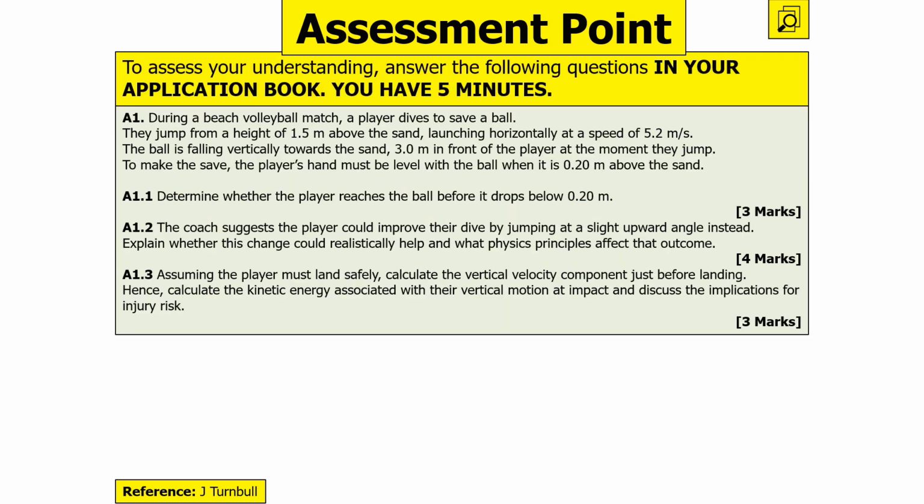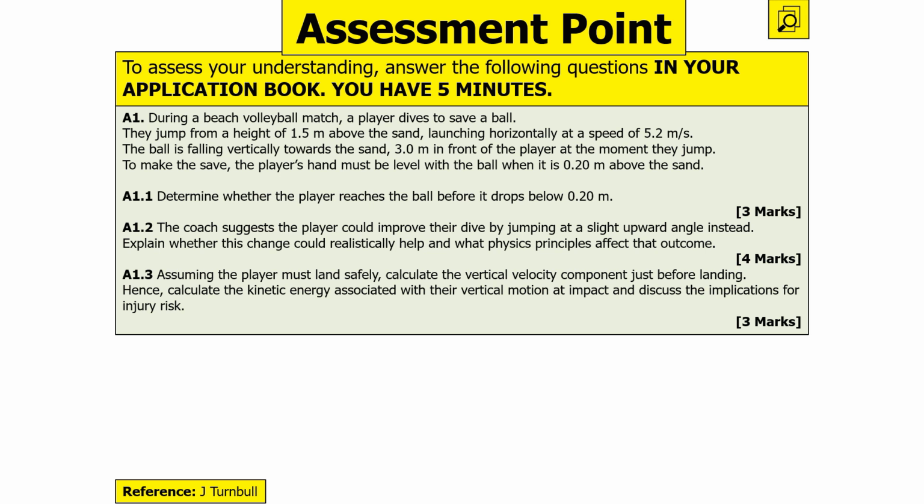The next question says, during a beach volleyball match, a player dives to save a ball. They jump from a height of 1.5 meters above the sand, launching horizontally at a speed of 5.2 meters per second. The ball is falling vertically towards the sand 3 meters in front of the player at the moment they jump. To make the save, the player's hand must be level with the ball when it is 0.2 meters above the sand. Determine whether the player reaches the ball before it drops below 0.20 meters.